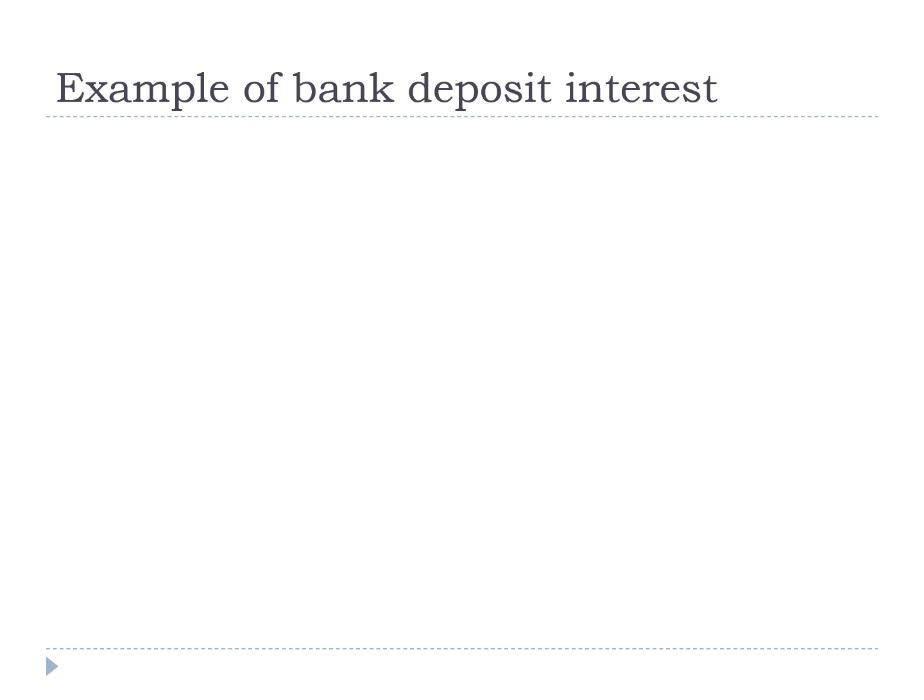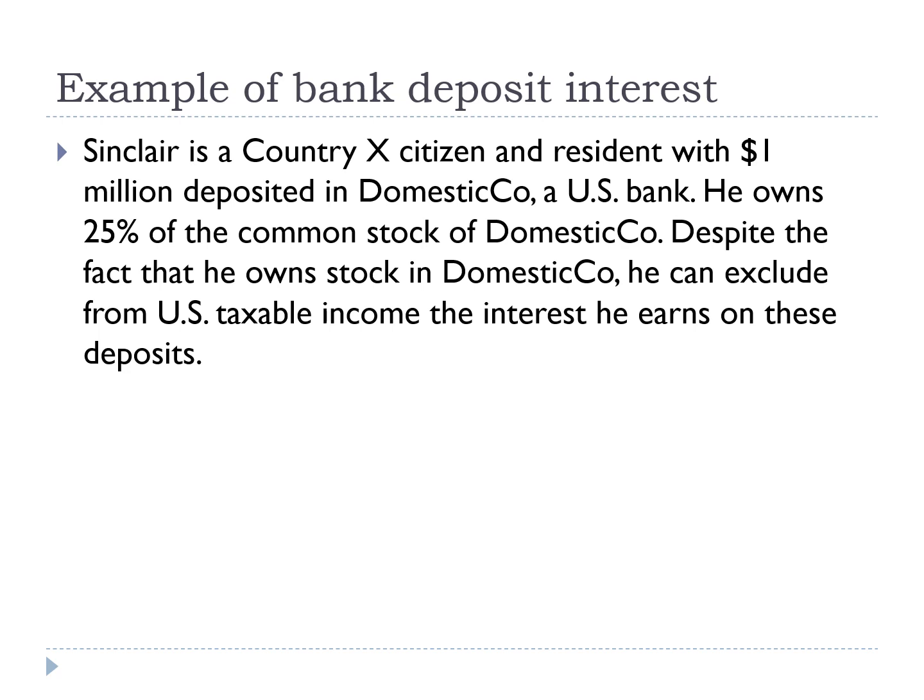Here's an example of bank deposit interest. Sinclair is a Country X citizen and resident with $1 million deposited in Domestic Co., a U.S. bank. He owns 25% of the common stock of Domestic Co. Despite the fact that he owns stock in Domestic Co., he can exclude from U.S. taxable income the interest he earns on these deposits.